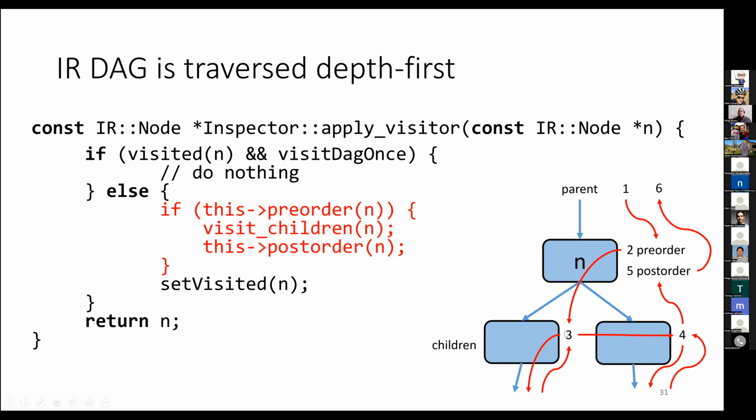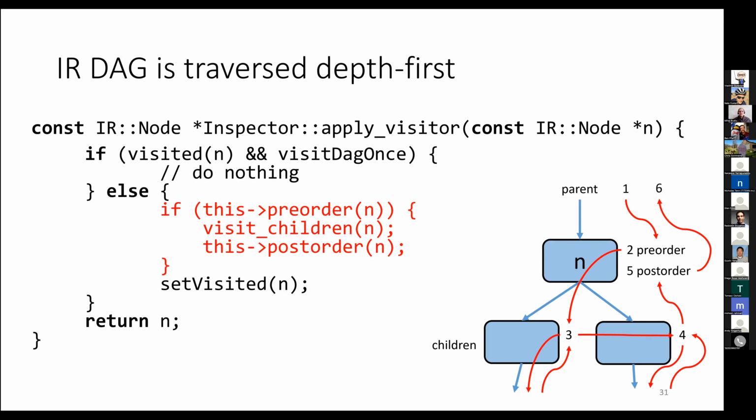All right, so you visit the left child. Then you visit recursively the whole tree rooted there. Then you visit the right child, and then you visit the whole subtree. Then you come back to the root node, and then you call the post order function of the visitor. After the post order function, you return to the parent. So this is the pseudocode of what a visitor does to each node.